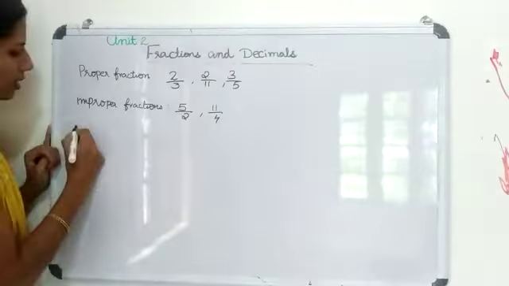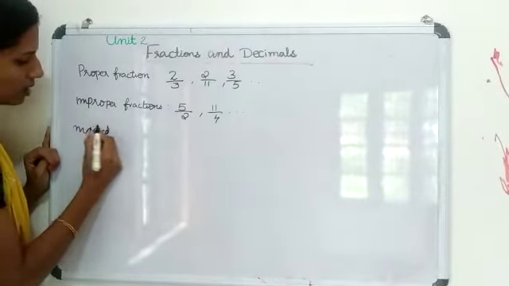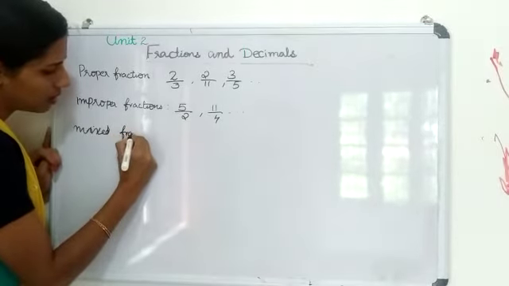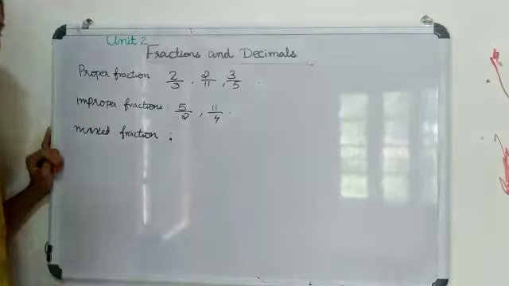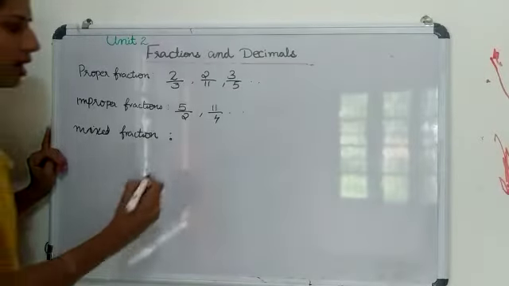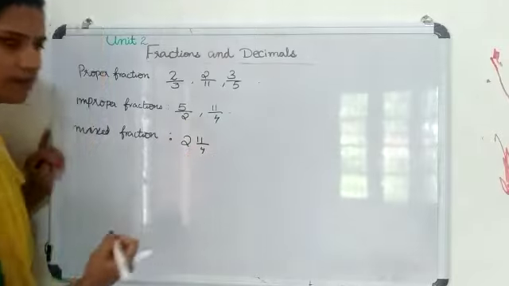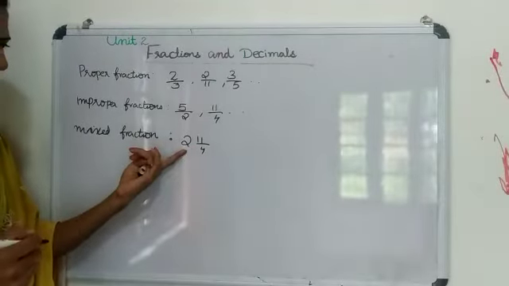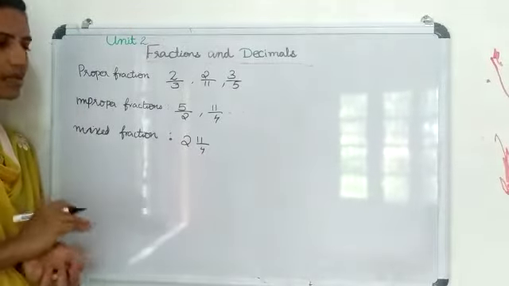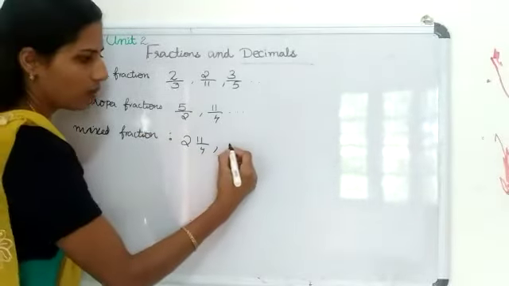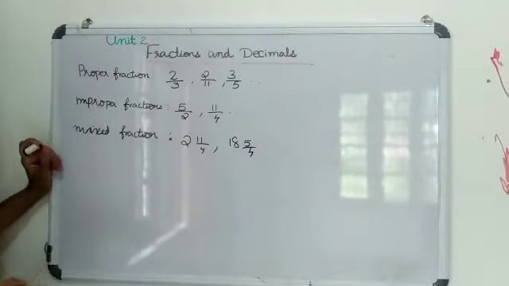Then mixed fraction. What is a mixed fraction? It consists of a whole number and a fraction. So such types of fractions are called mixed fractions. Okay, more examples, 1 and 5 by 4, etc.